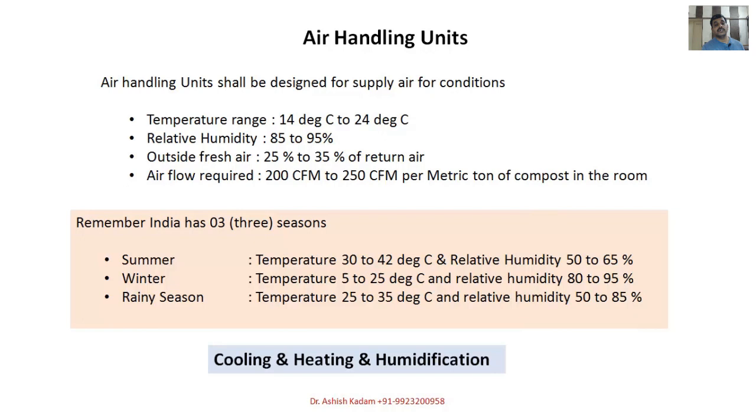Then remember, India has 3 seasons, and this is a very important point. In summer you have 30 to 42 degrees, with outside humidity of 50 to 65%. In winter, temperatures are going below even 15 degrees nowadays, and in the rainy season you again have 25 to 35 degrees, even going to 37-38 degrees.